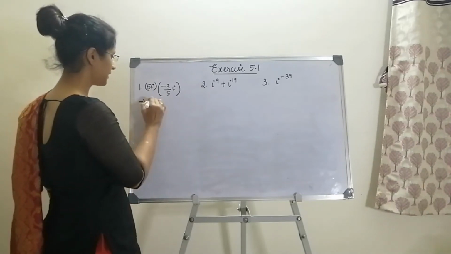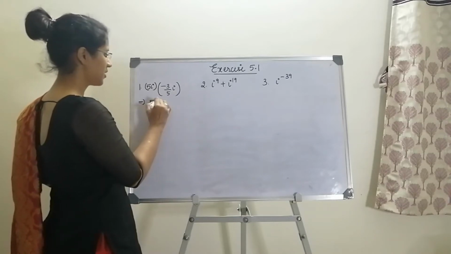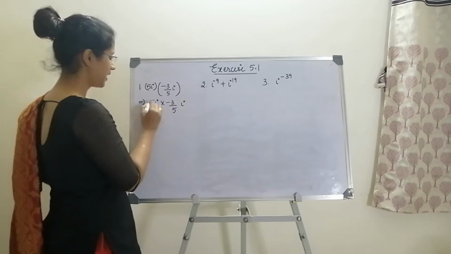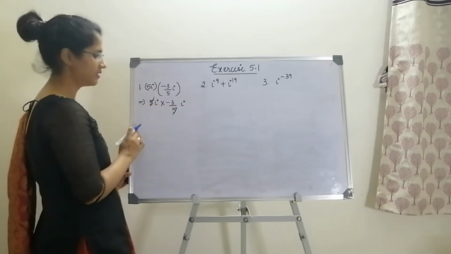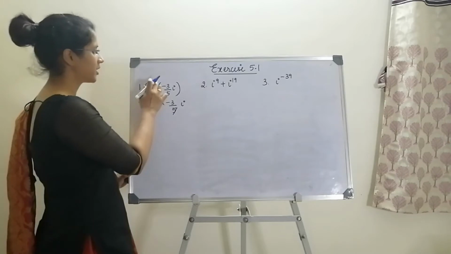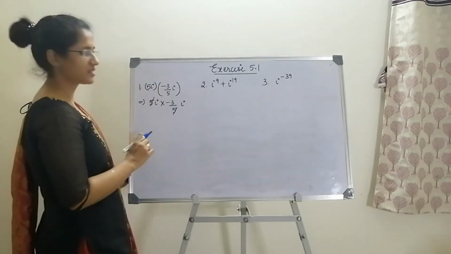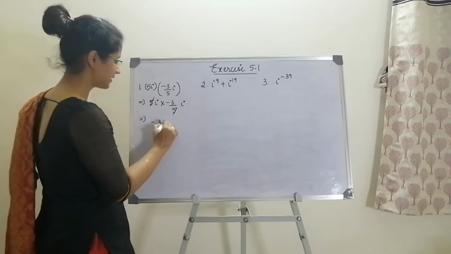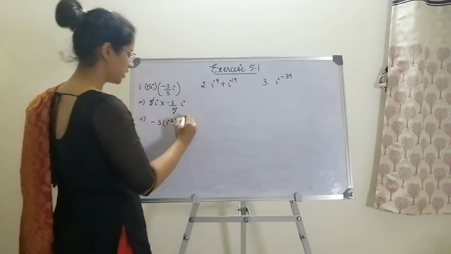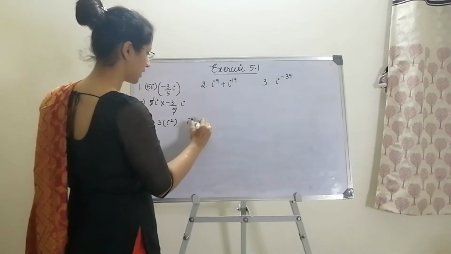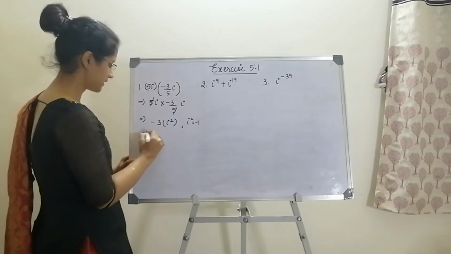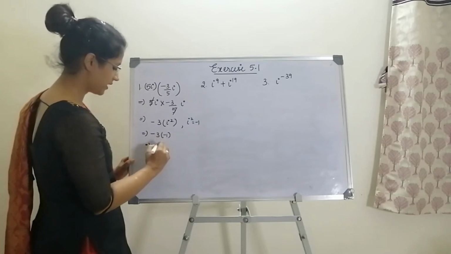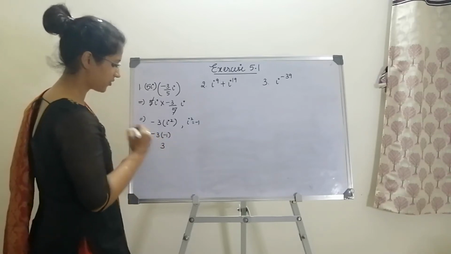So let's start multiplying. This can be written as 5i into minus 3 by 5i. 5 and 5 get cancelled. This is only possible because I have a multiplication sign in between. So this can be written as minus 3i square. I know that i square is equal to minus 1. So when I substitute, I get this as minus 3 into minus 1. So my answer is 3.